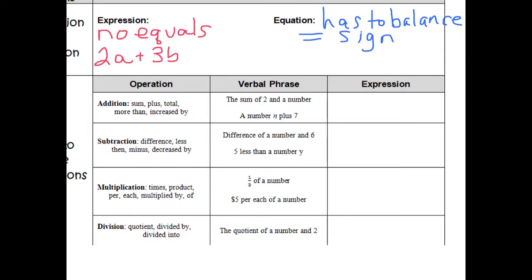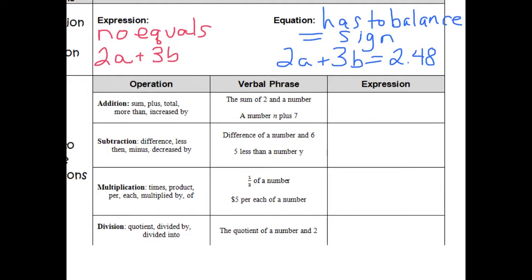So let's take our trip to the store, and we're going to buy 2 apples plus 3 bananas, and it cost us, or it equaled, $2.48. Now we have an equation. So if we look over the different words that you can use in a verbal situation for addition, subtraction, multiplication, and division, there's a lot of different words. Take some time to look these over.